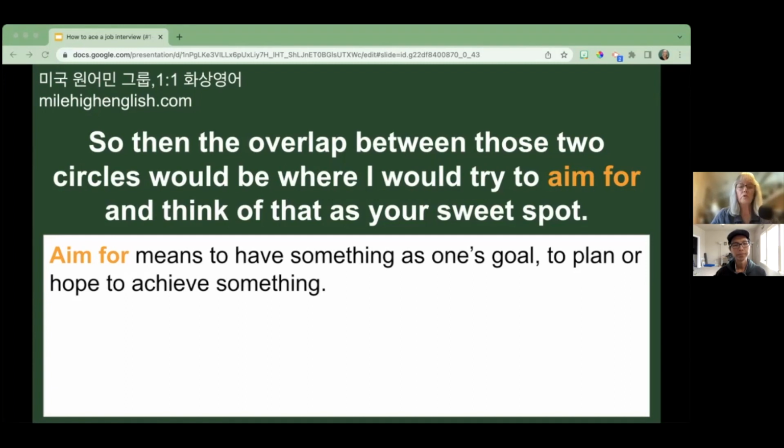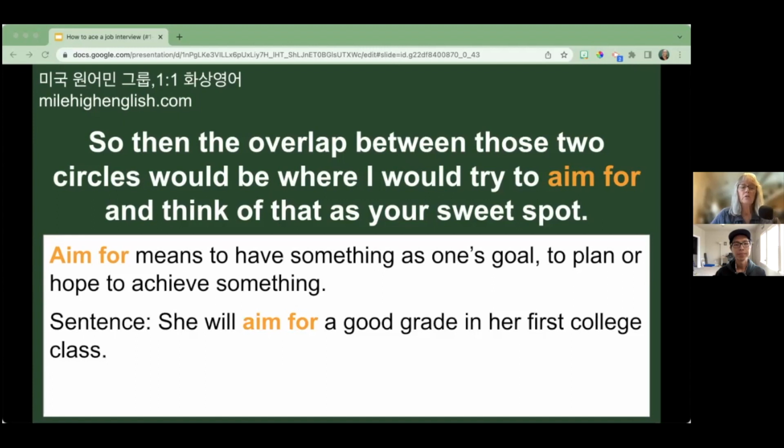So could you read for me, now that you kind of know what aim for means, that long sentence we're looking at? Yeah, sure. So then the overlap between those two circles would be where I would try to aim for and think of that as your sweet spot. Yeah, good. That was really well done. Here's another sentence that has the same expression, aim for. She will aim for a good grade in her first college class.